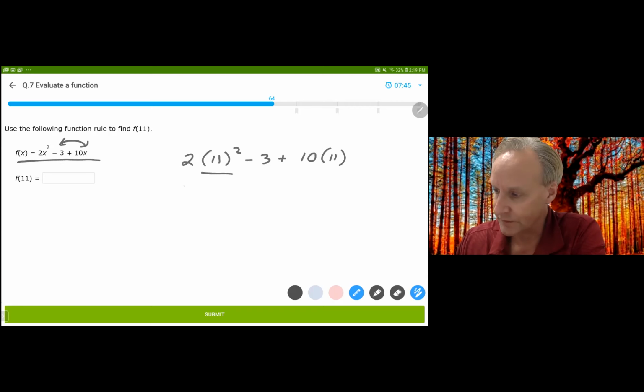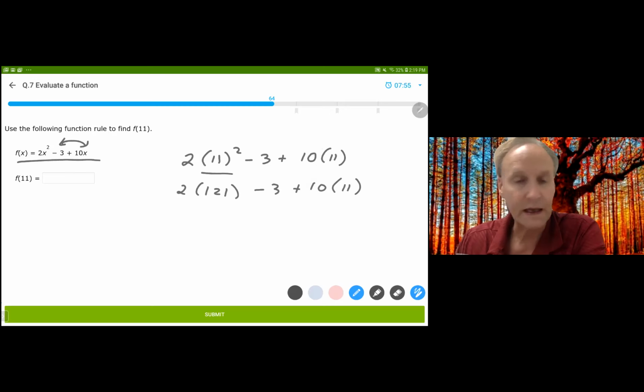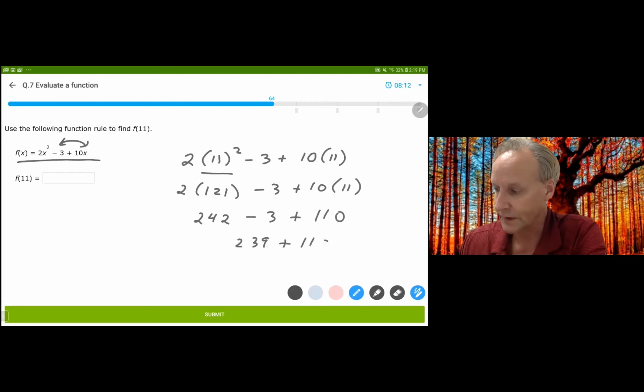So we have 2 times 121 minus 3 plus, and I could do this multiplication right now, but I'm going to go ahead and wait. I did the exponent first. Now I'm going to do the multiplication. 2 times 121 is 242 minus 3 plus 110. And I can subtract that. That's going to be 239 plus 110, which is 349.